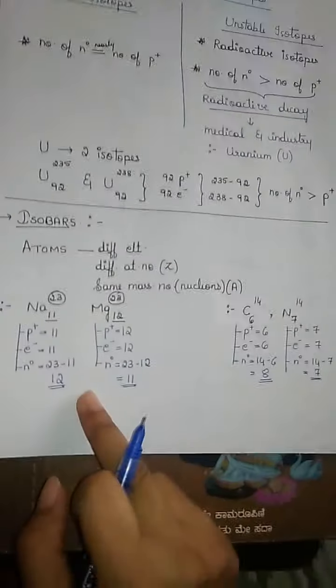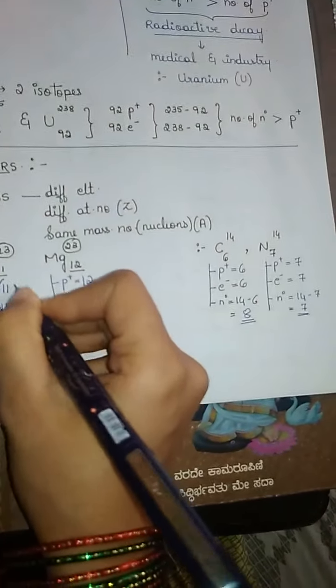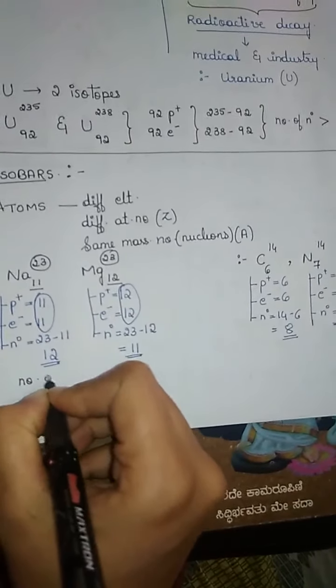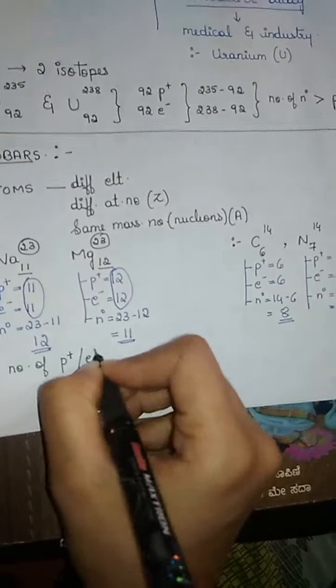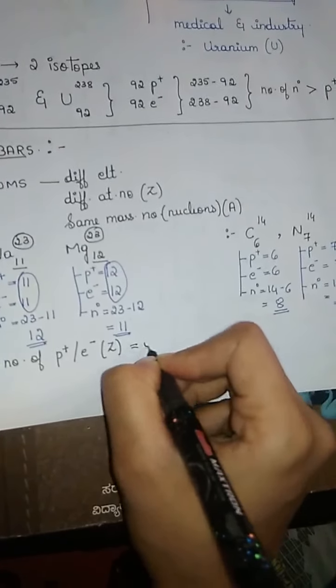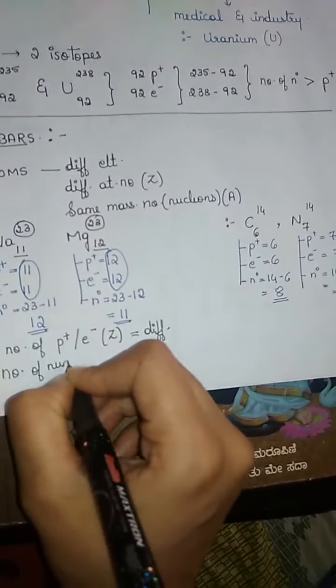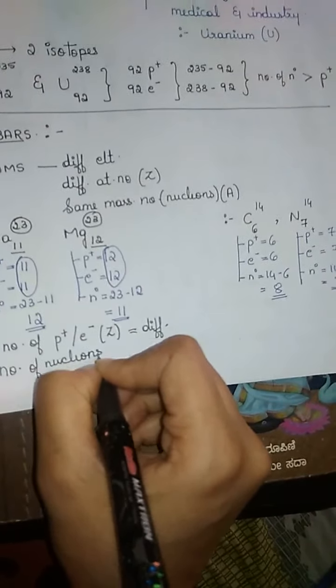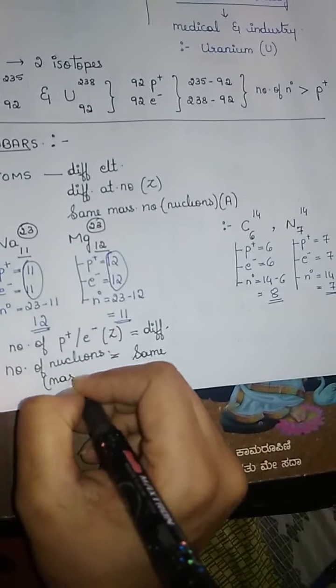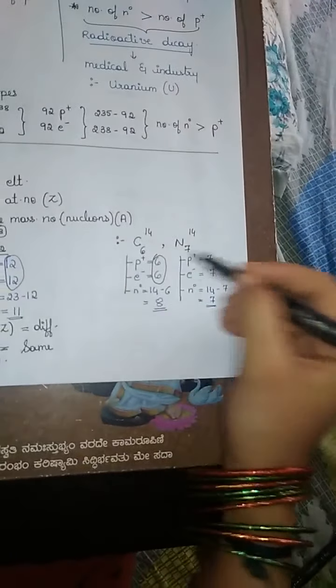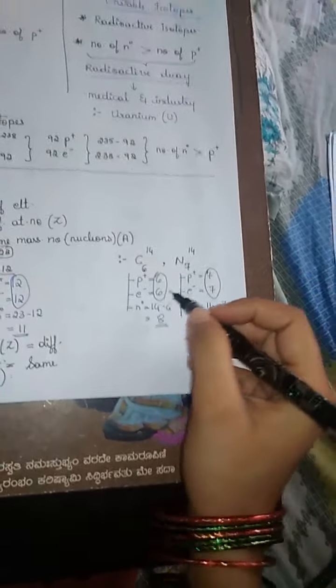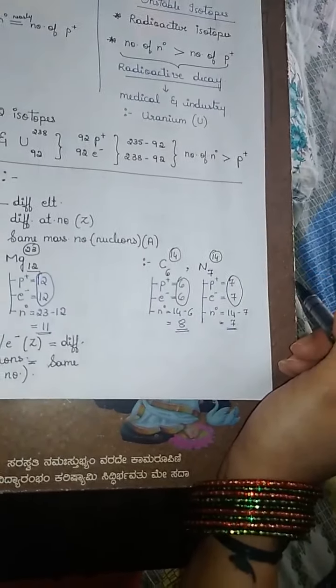So, in both of them, you can see the number of protons and electrons are different. So, the number of protons or electrons, which is nothing but the atomic number, is different, right? But the number of nucleons, that is the mass number, is the same. So, here also the same thing, the number of protons and electrons are different, but the mass number is same.